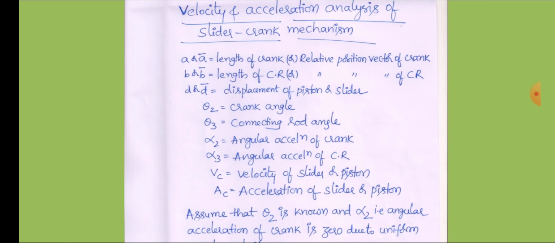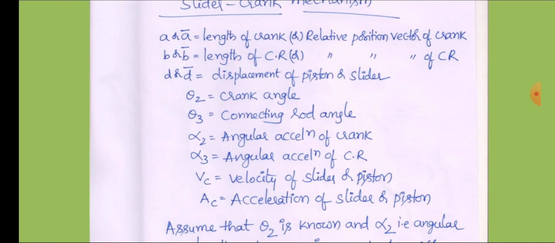So, in the slider crank mechanism, A or simply A bar represents the length of the crank or the relative position vector of the crank. Small a is nothing but the length of the crank or radius of the crank, or if I represent the small a in vector form, then it is A bar. Then it will be called the relative position vector of the crank. So A means length of crank or radius of crank, and A bar is the relative position vector of the crank. One and the same. Only thing is, small a means without vector, and A bar means it is the vector representation of the same.